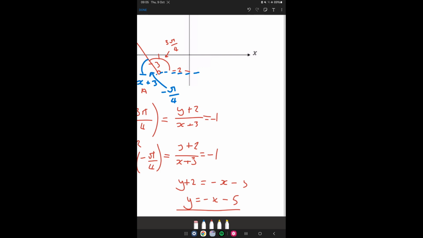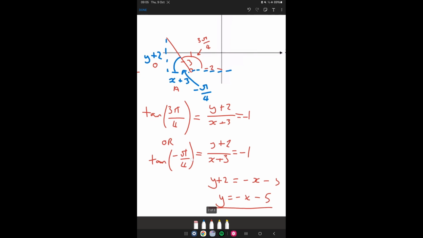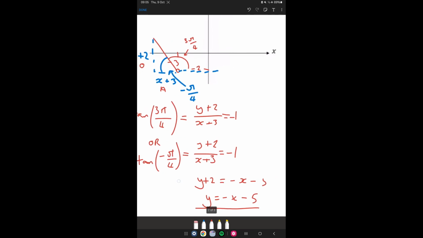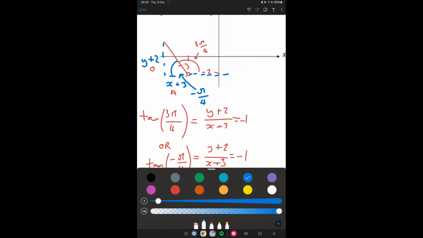Now, we're almost done there. It's just we need to consider that this is a half line, and we need to consider the regions where that half line exists. So we basically need to restrict what x and y can be, because if we think about it, I'm going to change my pen colour. Let's make it purple.